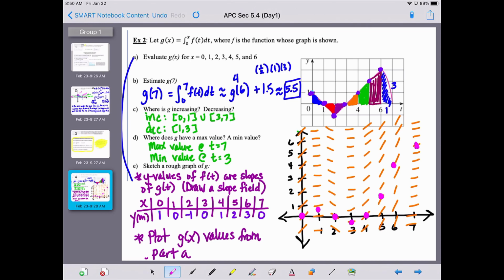So right there. Okay, so now the last step in drawing my rough sketch of G is just to connect these points while following my little horizontal segments of my slope field. There we go. So there is a rough graph of our function g, which is the integral of our function f.